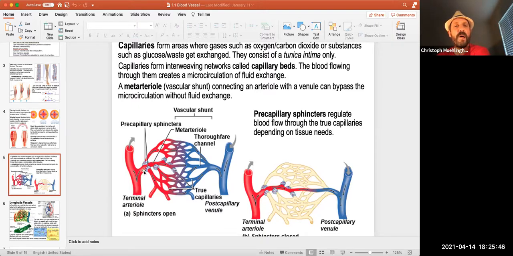And what's interesting about the capillaries, we have this ability to get blood perfusing that tissue, or we can shut it off and we just have a thoroughfare channel and not perfuse all the capillaries and all the tissue therefore. So it's a very intricate system of how we can control what goes where and the tissue being fed that needs to be fed. So it's really cool that way.